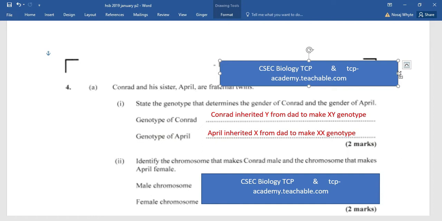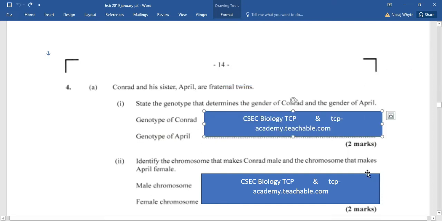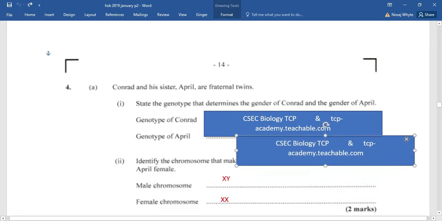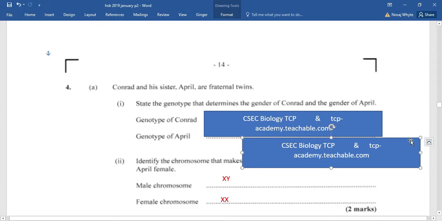Very well, let's move right along. Then we have another question here. Identify the chromosome that makes Conrad male and the chromosome that makes April female. Of course, we're going to always be using XX for female and XY for male. So the male here is XY, and the female here is going to be XX. As simple as that.